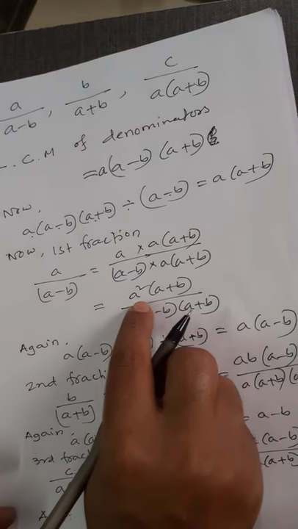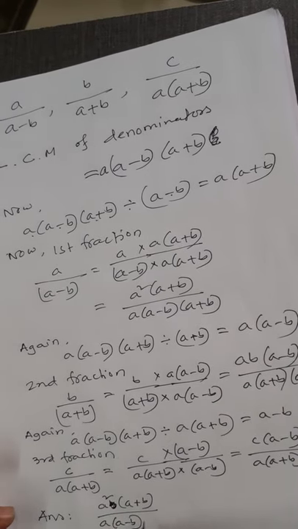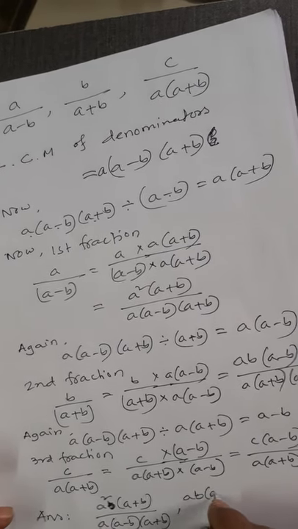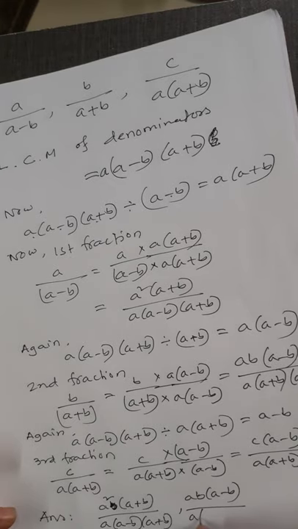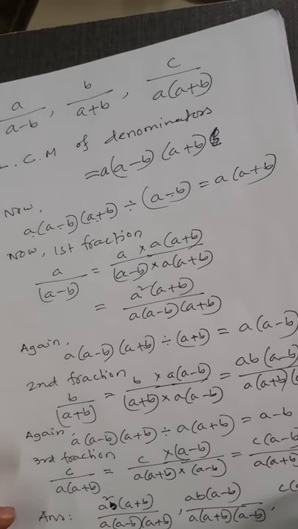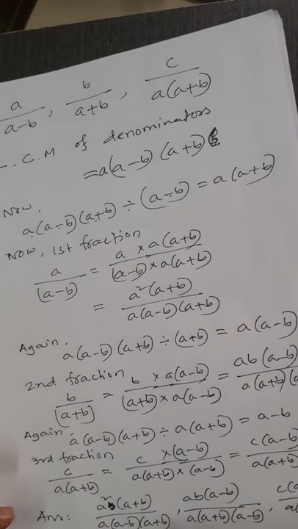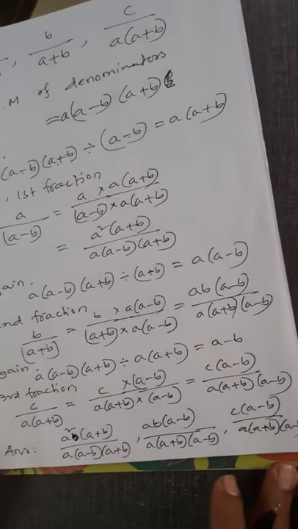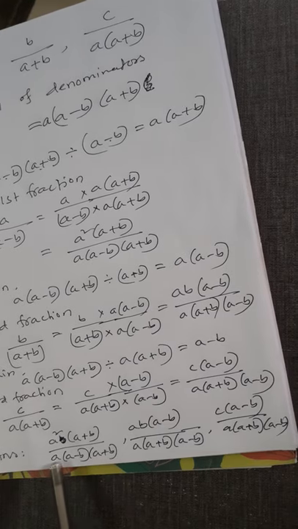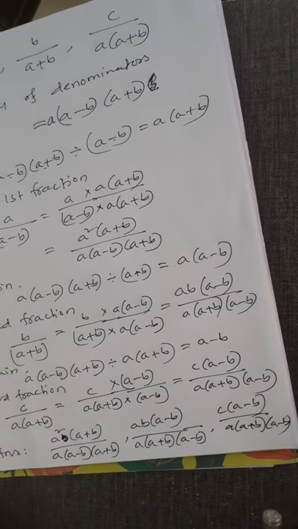A square by A plus B, A into A minus B, A plus B. First one. Second one is AB by A minus B, A into A plus B by A minus B. Third one is C into A minus B, A into A plus B, A minus B. In all the three fractions, the denominators are the same: A into A minus B, A plus B.